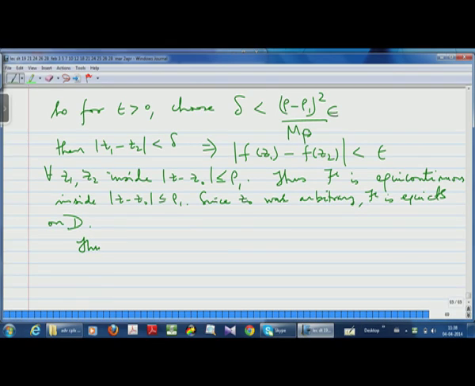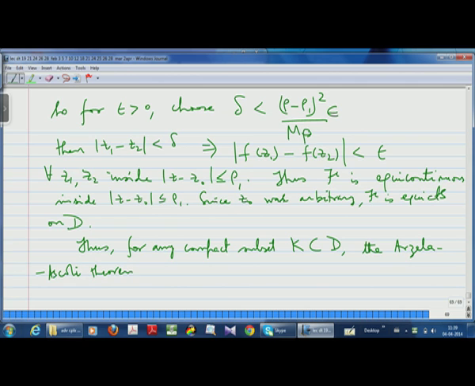So let me write that down. Thus for any compact subset K in D, the Arzela-Ascoli theorem applies to give a convergent subsequence for any given sequence in script f.